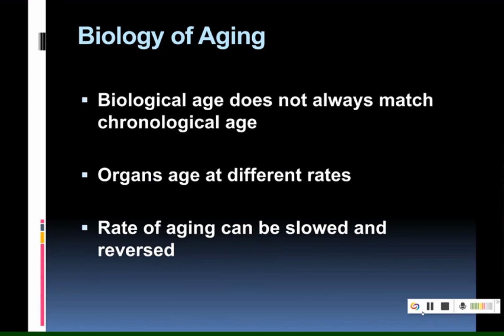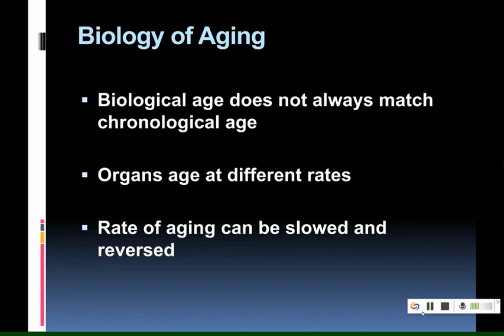The other point is that organs age at different rates, and so the most impressive example is the involution of the thymus gland, where by basically the age of 20, the thymus gland is fully involuted, and the immune system has been established as a consequence.